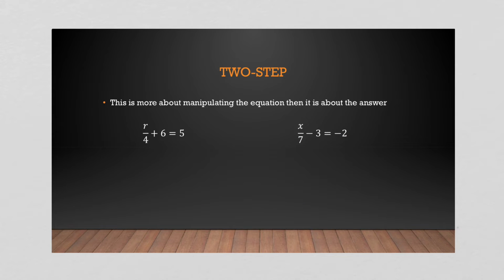So similar here, except we're tying it into division instead of multiplication. Same process. I'm going to subtract 6, r over 4 equals negative 1, and now I'm going to multiply by 4, r equals negative 4. Here I'm going to add 3, x over 7 equals 1, and then multiply by 7, x equals 7. So we're doing everything now in two steps.